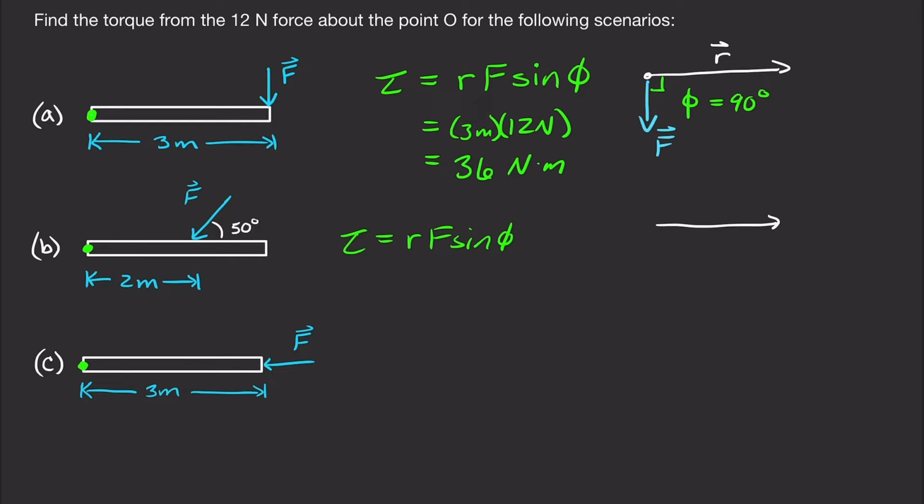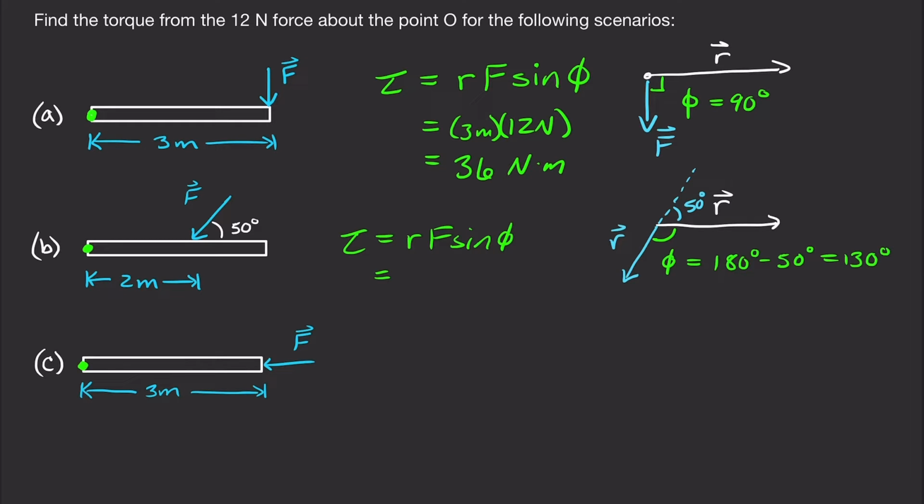Our vector R will point in the same direction. It's a little bit shorter since it's only 2 meters, but it points in the same direction. And then our force F is down and to the left. So if we continue our force vector upward, up and to the right, just extend it, then the angle that we were given was this angle here between the force and the horizontal. So if we want to get the angle phi, which is between R and F, then we need to subtract 50 from 180. So that will give us 130 degrees.